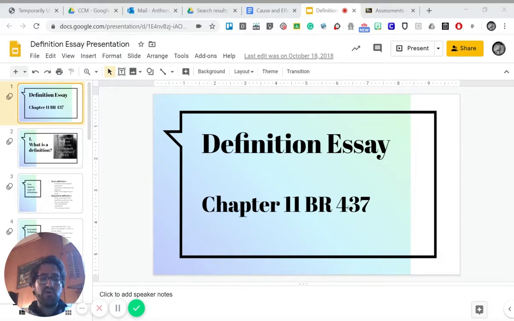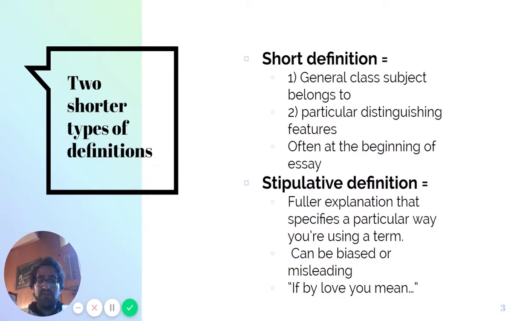I wanted to walk you through the definition essay presentation. So there are two different types of short definitions. One is the class that a subject belongs to, its distinguishing features, and it's often at the beginning of an essay just to set your terms.